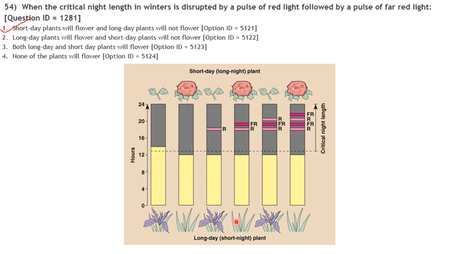So, when the critical night length in winters is disrupted by a pulse of red light followed by a pulse of far red light, we have to take the effect of the final treatment. So, the final treatment was with far red light. So here, short day plants will flower, whereas long day plants will not flower. Answer is option 1.